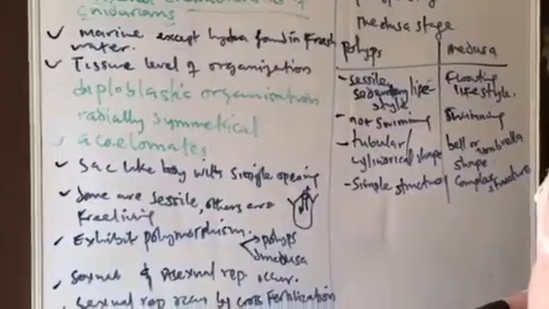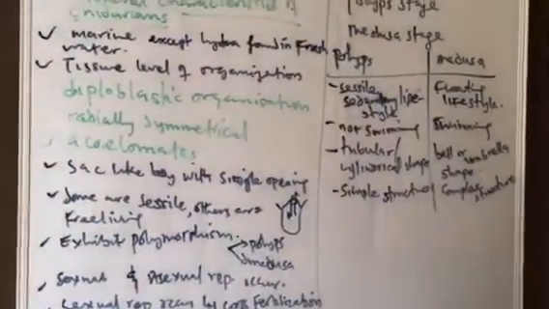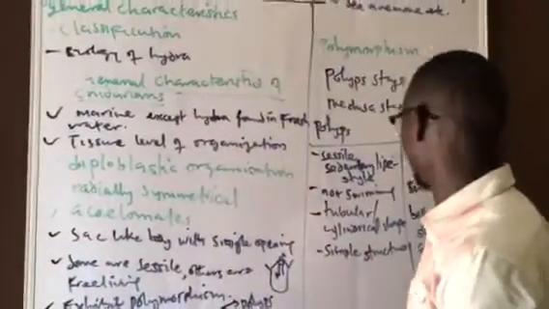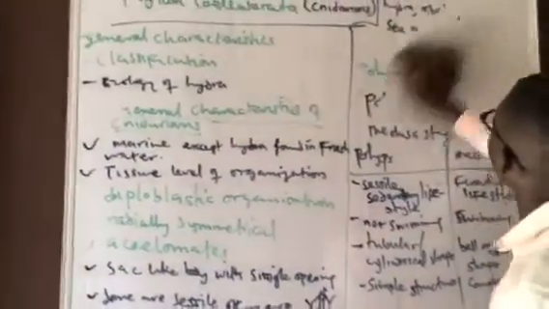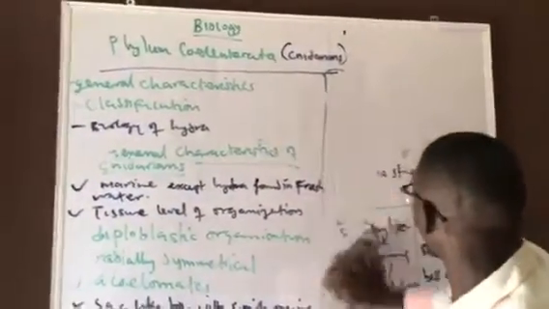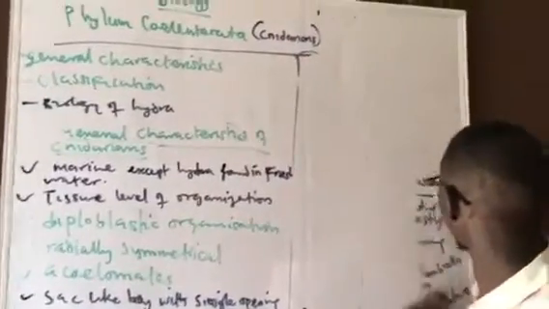So now we are moving toward the classification. Basically, there are three main groups of the Cnidarians.